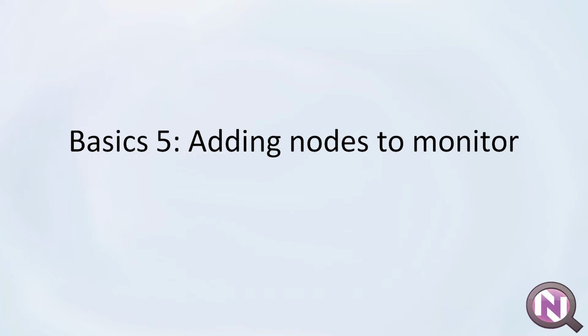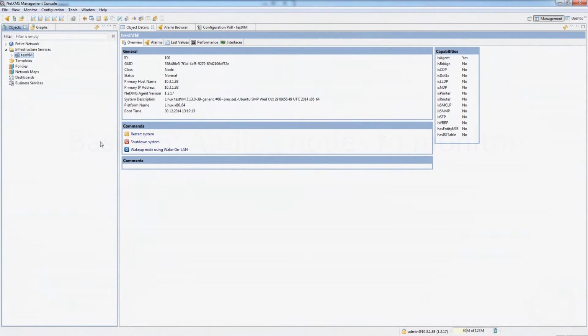In this one we will be adding the switch that we configured in the previous video and actually adding it to the monitoring, and talking about what happens when you add a new node into NetXMS, what options you should choose and adjust for the new node which you are adding. So in the previous video we configured an HP switch with a SNMP community. So let's add it to NetXMS.